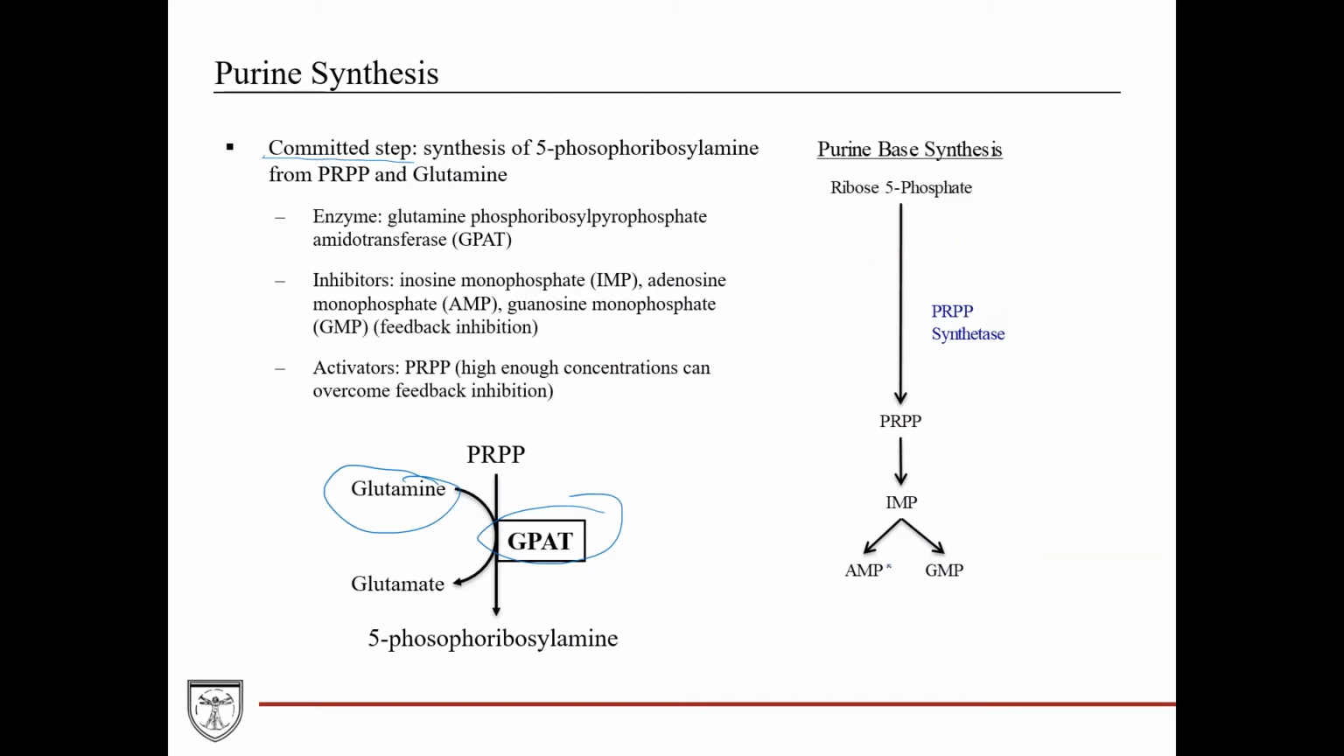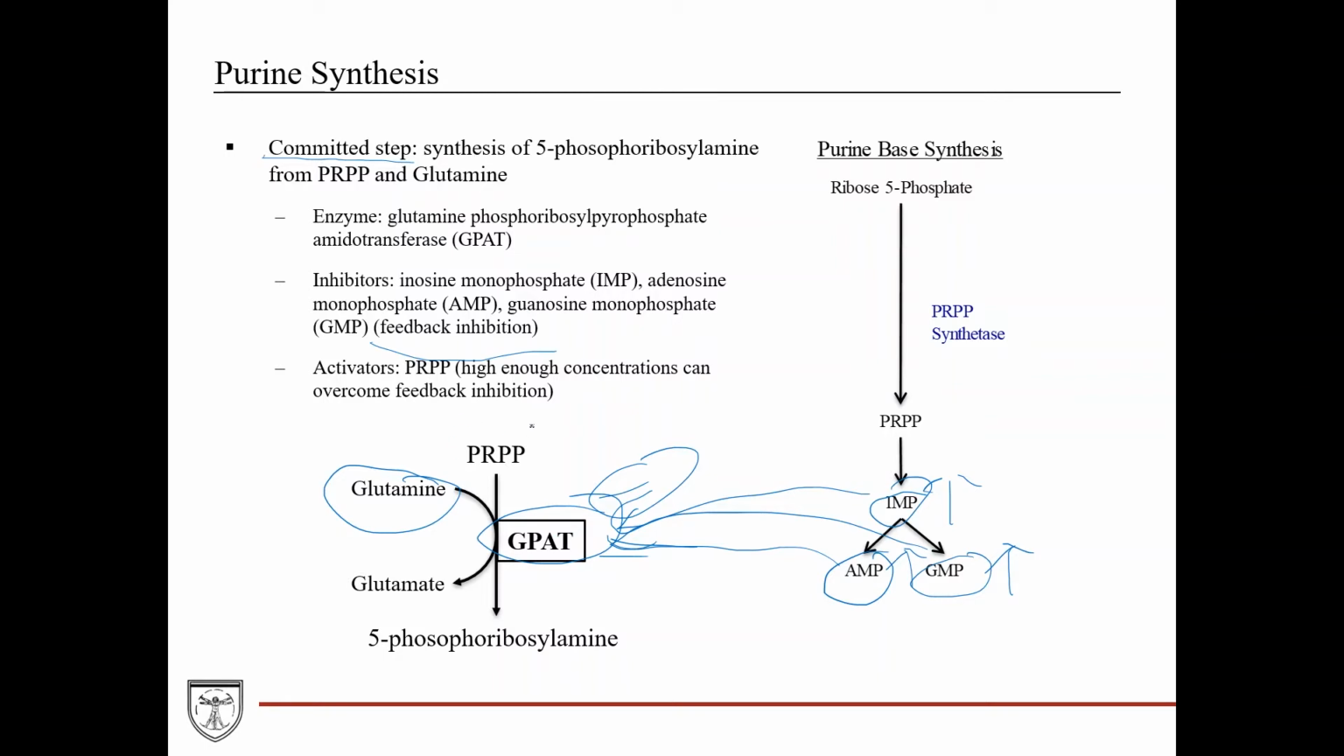Now IMP ends up forming adenosine monophosphate, or AMP, and then it can also form guanosine monophosphate, also known as GMP. And we'll go into these two pathways in the subsequent slides. Now all three of these inhibit GPAT. So they inhibit by a concept called feedback inhibition, which means if you have a buildup of any one of these, it'll come back and inhibit this enzyme. And what that means is essentially just slow the rate of it.